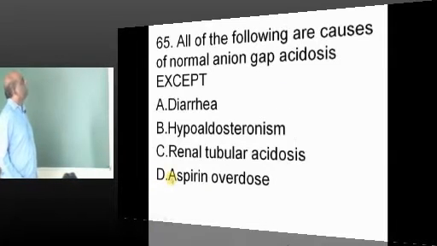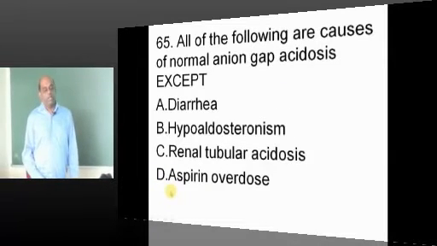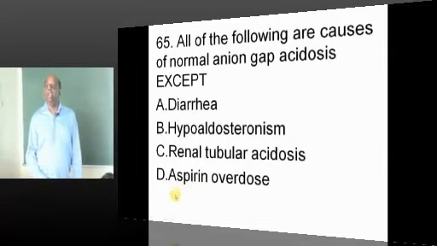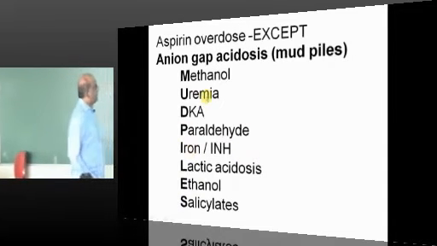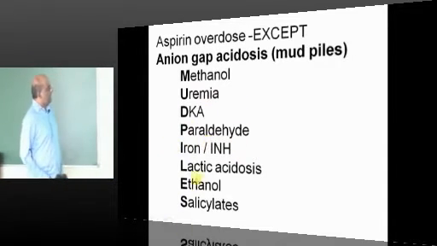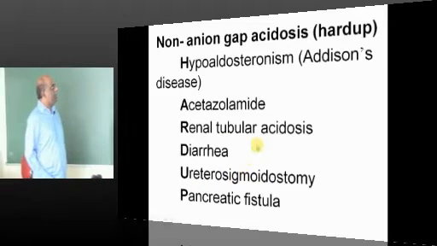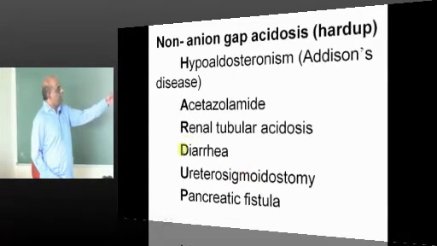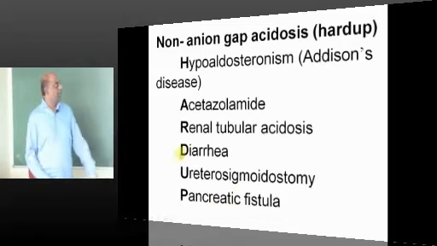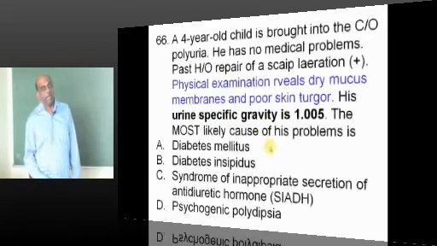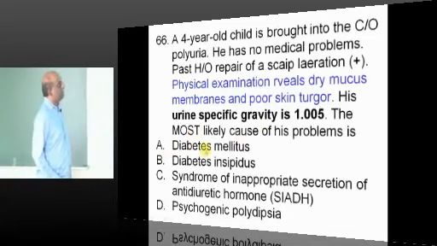Now, what is not a high anion gap acidosis but a normal anion gap acidosis? Aspirin, salicylate intoxication, methanol, uremia, ethanol, lactic acidosis, paraldehyde, Addison's, acetazolamide, renal tubular acidosis, diarrhea and pancreatic fistula. They all lead to HARDASS, which is normal anion gap acidosis.